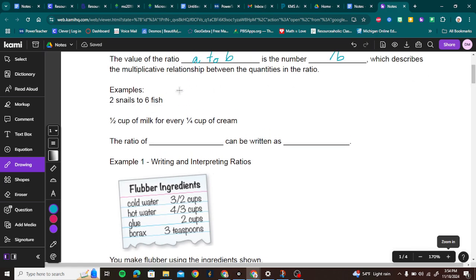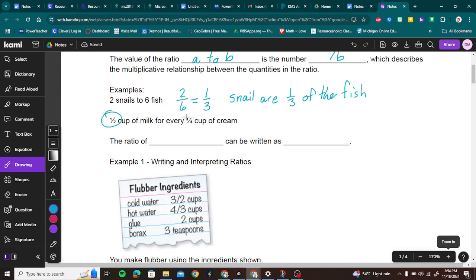2 snails to 6 fish, we can write that fraction as 2 over 6. Oftentimes we need to simplify this, so we go 1/3. What this means is that snails are 1/3 of the fish.